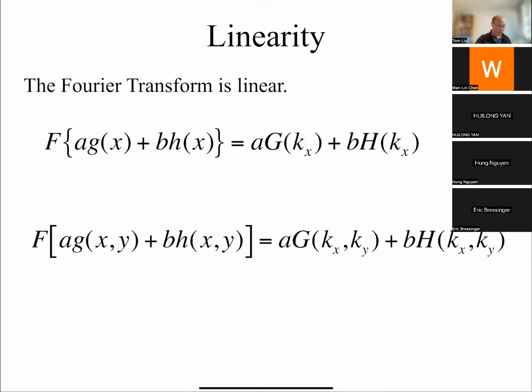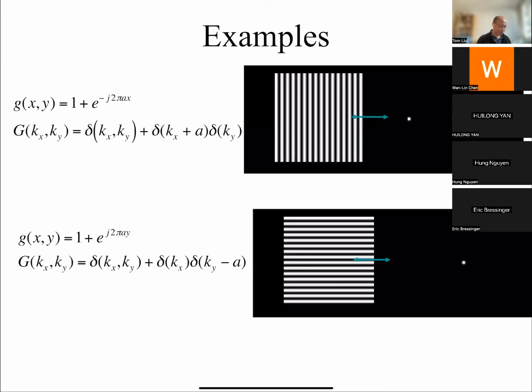One of the most important properties is that the Fourier transform is linear. So if I take some functions g and h, multiply both by scalars and add them up, then the output is just that scalar times the Fourier transform of g plus the scalar times the Fourier transform of h. This makes sense because the Fourier transform just involves multiplications and addition, and the integral is just a form of addition. So it should be linear.